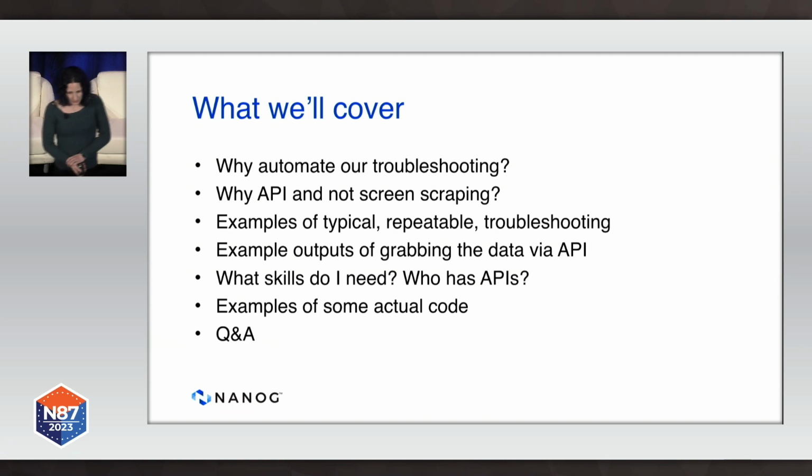Hi, everyone. So today I'm going to talk about simplifying network troubleshooting through API scripting. We'll cover why to automate our troubleshooting, why to use API instead of screen scraping. I'll give some examples of typical repeatable troubleshooting. I'll also give example outputs of grabbing the data via the API. We'll cover what skills we need, who has APIs. I'll show a few examples of some actual code, and then there'll be some time for Q&A at the end.